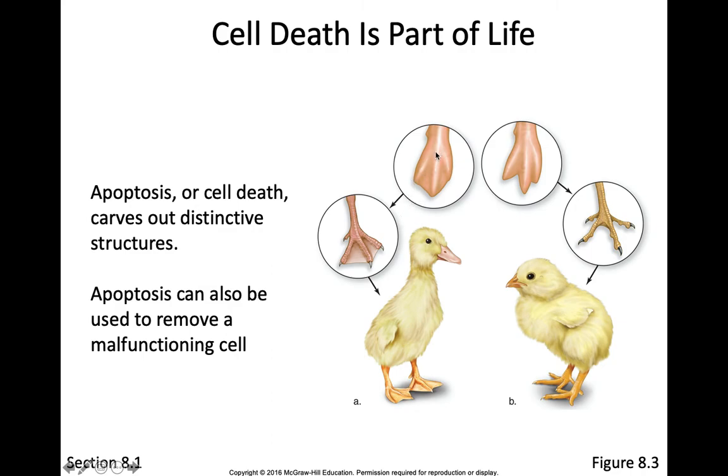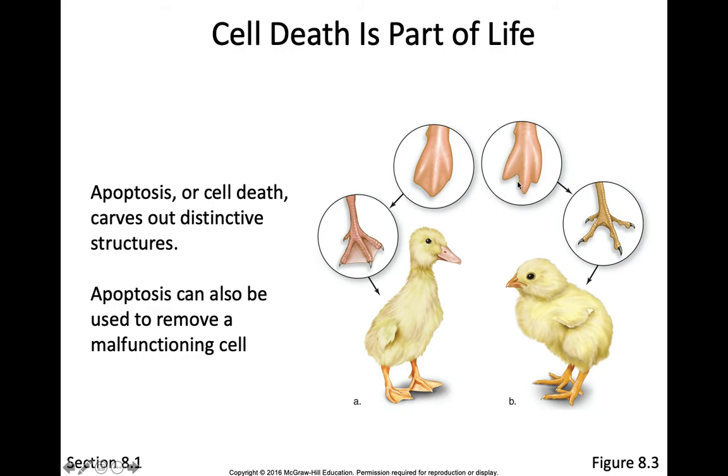Now in the duck, these cells will stay alive. The body does not program these cells to die. So as the duck continues to grow and develop, the webbing will stay between their feet. Those cells will stay alive. Those cells will constantly divide by mitosis to keep this webbing between that adult duck's feet so he can swim. Now in the chicken, those cells are programmed to die as that baby chicken develops.